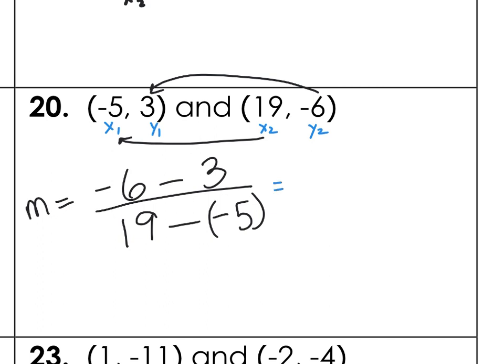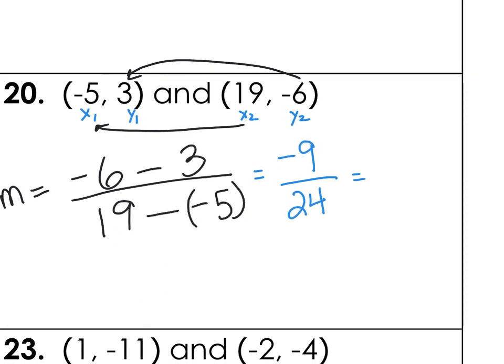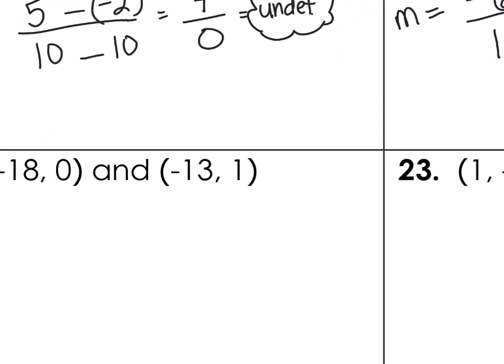Negative 6 minus 3 is negative 9. And 19 minus a negative 5 is 24. So, I can reduce that actually by 3. And I end up with a negative 3 over 8. That's my simplified. Negative 3/8 is my slope. 21.